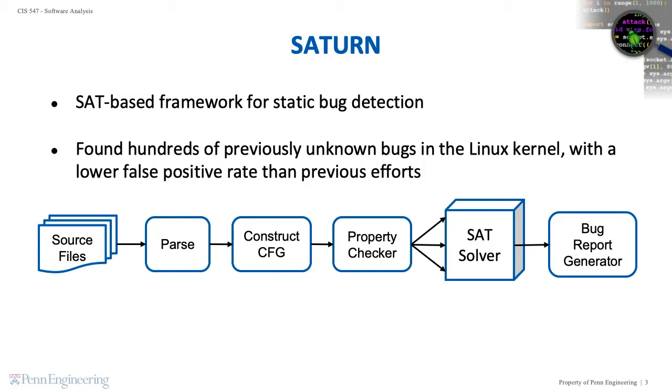Saturn scales to very large programs like the Linux kernel by using a form of summary-based inter-procedural analysis that we discussed earlier in this module. Each SAT formula thus encodes the control flow graph of a single function rather than the entire program. The encodings of different functions in the program exchange information via summaries similar to type signatures. Let's look at an example program and property next.